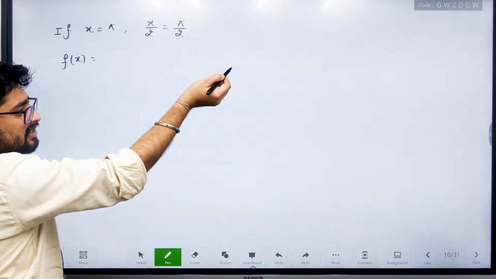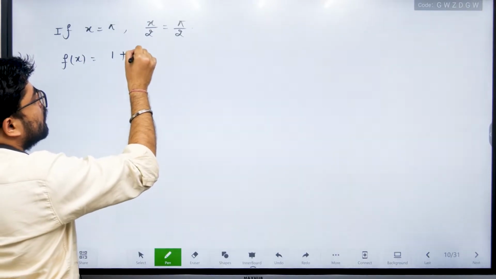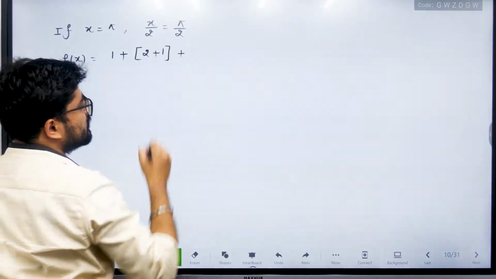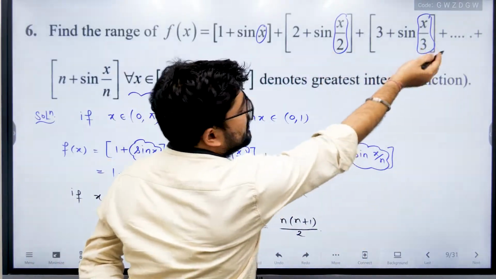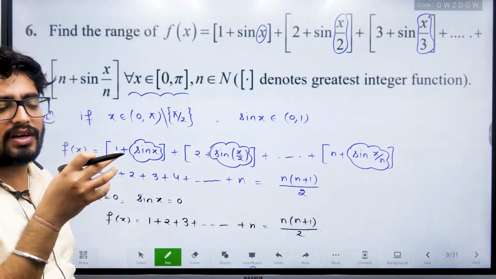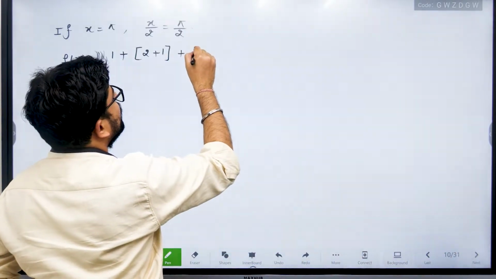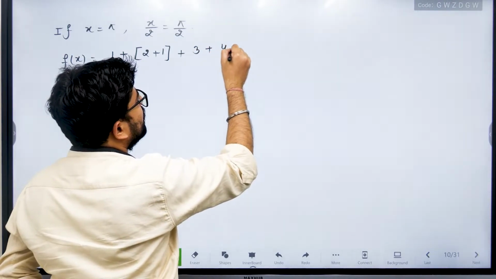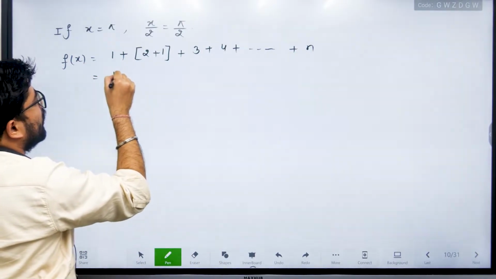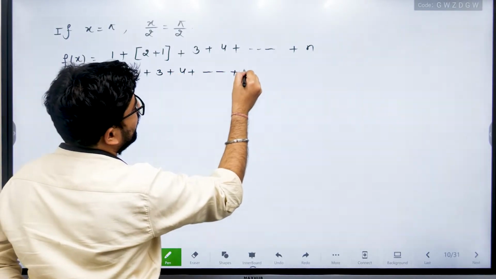This time f(x) is greatest integer of 1 plus sin x, and sin pi is 0, so this is 1 plus greatest integer of 2 plus sin x by 2, that's sin pi by 2, which is 1, plus 3 plus something, where that something is less than 1. So 3 plus some quantity less than 1 lies between 3 and 4, and the greatest integer is 3, plus similarly 4 and till n. Got it? If you find the sum, you will get what? 1 plus 3 plus 3 plus 4 plus till n.